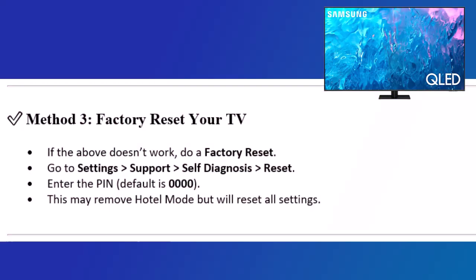Step 3. Factory reset your TV. If the above doesn't work, do a factory reset. Go to Settings, Support, Self-Diagnosis, Reset. Enter the PIN, default is 0000. This may remove hotel mode, but will reset all settings.